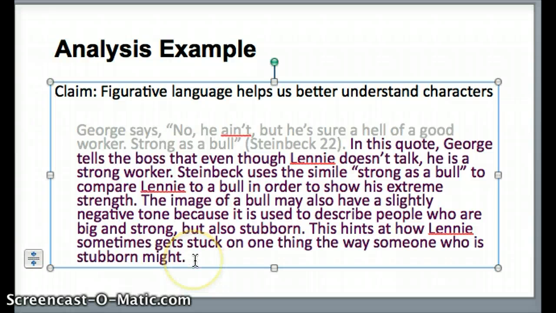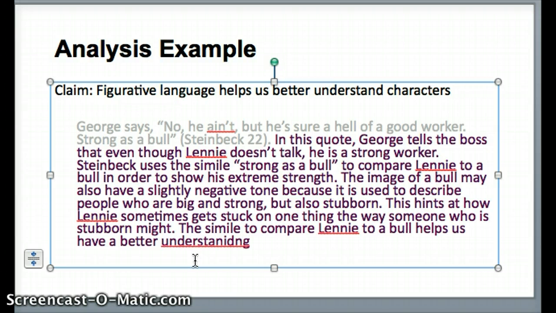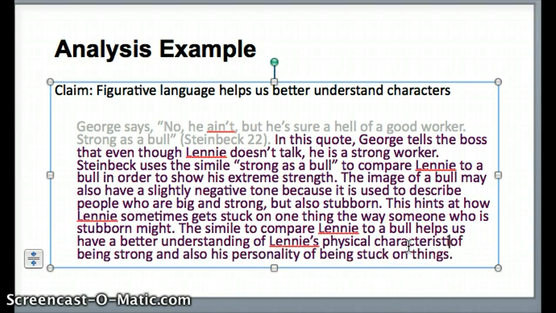So I'm going to say here, the simile to compare Lenny to a bull helps us have a better understanding of Lenny's physical characteristics of being strong, and also his personality of being stuck on things.